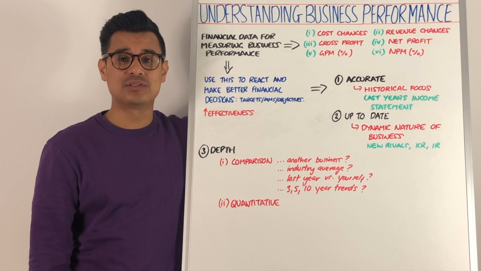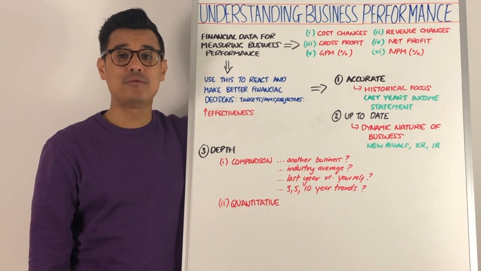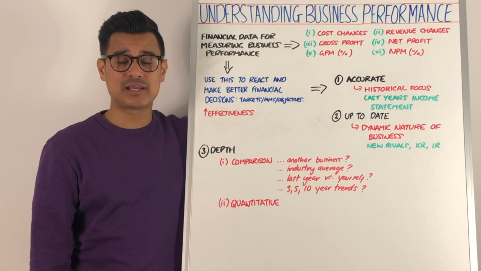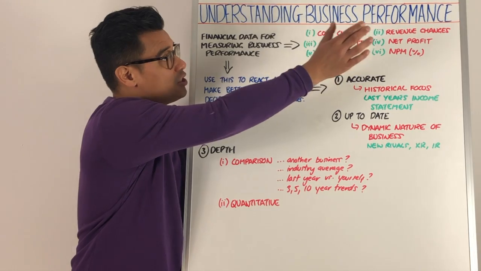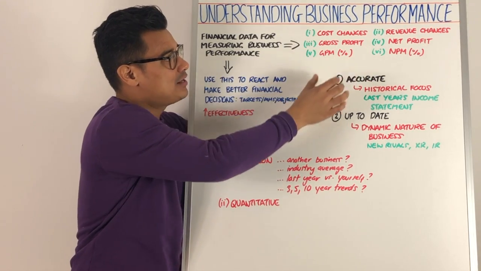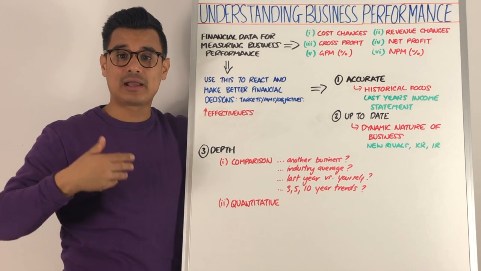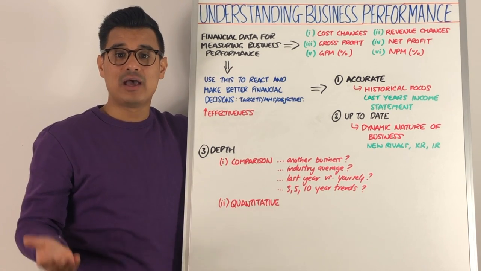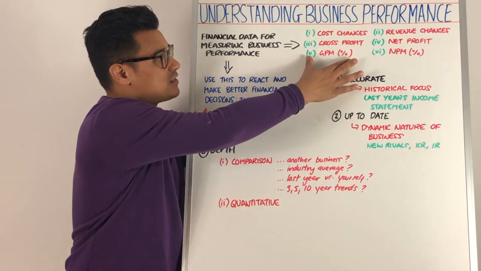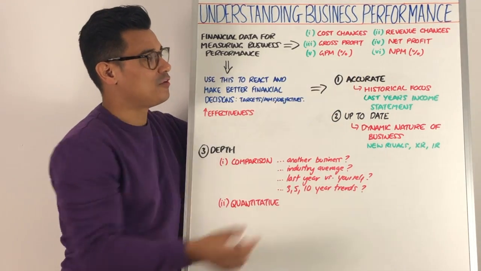Understanding business performance. Financial data is used to measure and understand a business's performance. The type of financial data you might use could be cost changes, revenue changes, gross profit, net profit, or it could be that you look at gross profit and net profit and compare it to revenue and express it as a percentage, which is effectively what gross profit margin and net profit margin is.